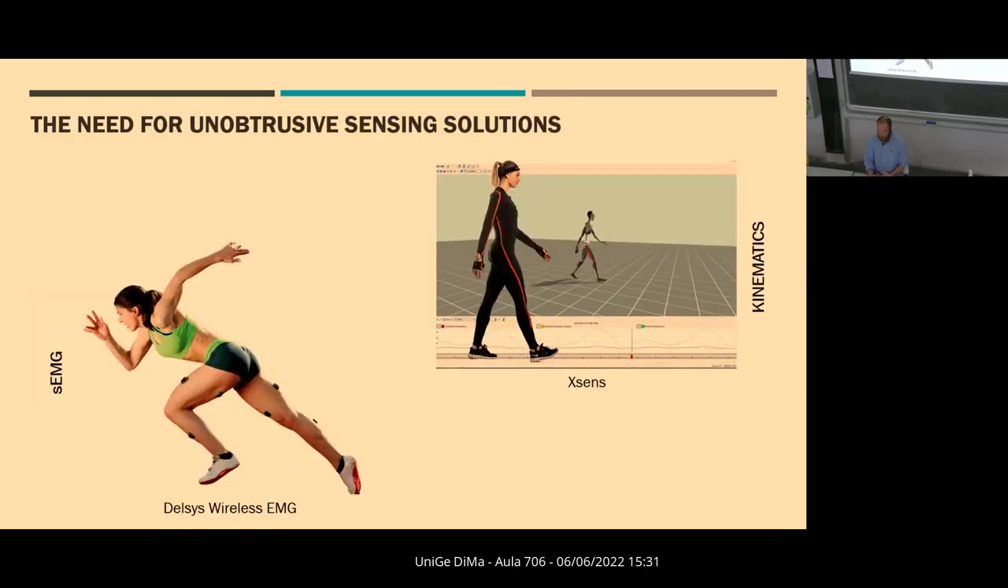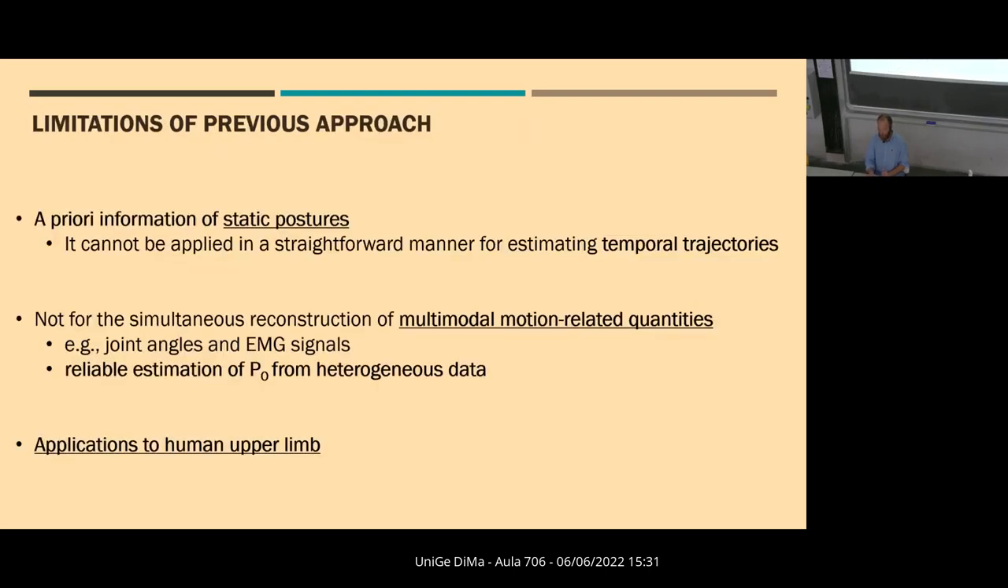And usually in literature, there are interesting solutions for the design of this sensing system. And also, as we discussed, there is the request for solutions that are not obtrusive. And so they should ideally be wearable without impairing human motion and minimizing discomfort. And for this reason, it's also important to reduce the number of sensors. But in this case, we cannot use our approach in a straightforward manner, because in the approach that I showed you, we use a priori information on static postures, and it is not straightforward to apply to the estimation of temporal series.